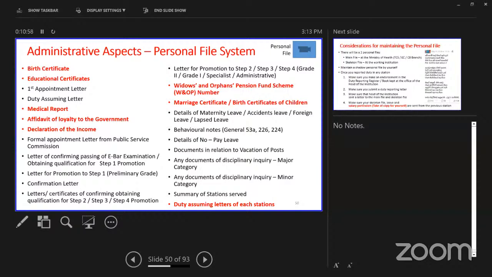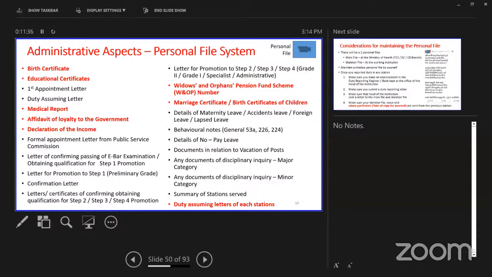If these letters are not there, then your personal file is considered incomplete. That is one reason for issues with confirmation. For example, duty assuming at each station. Once you assume duty in a new station, you have to sign in a book at the director's office, and at the same time you need to hand over a letter that you have assumed duties. A copy of that letter should go to the personal file at the Ministry of Health.